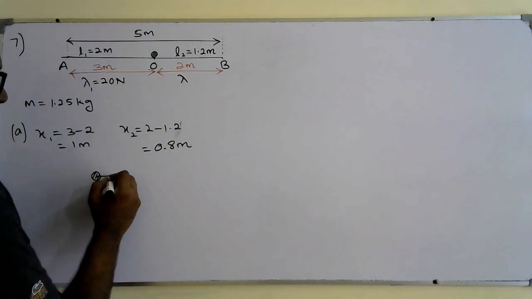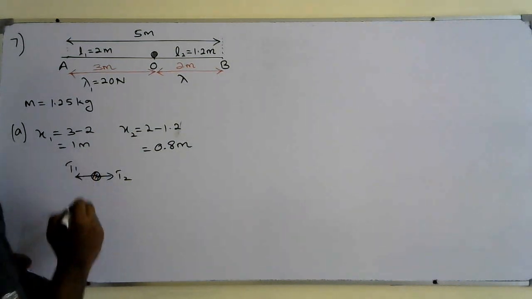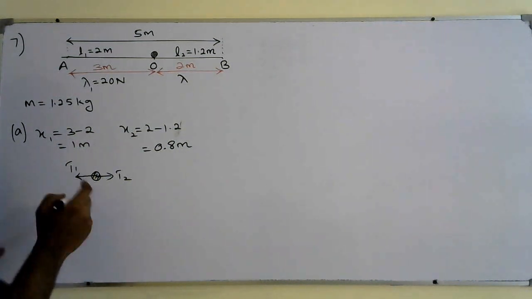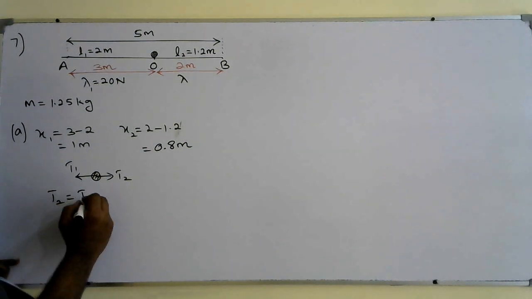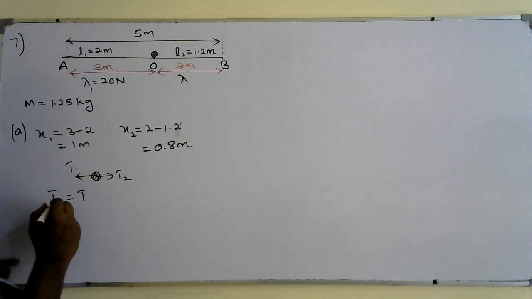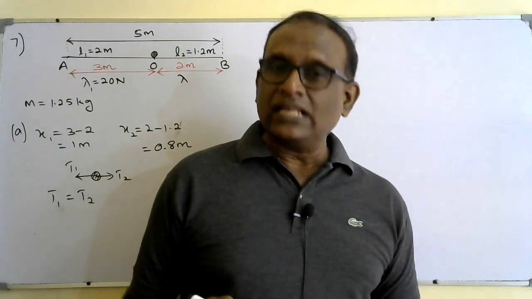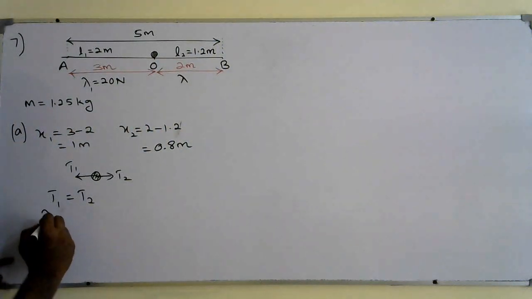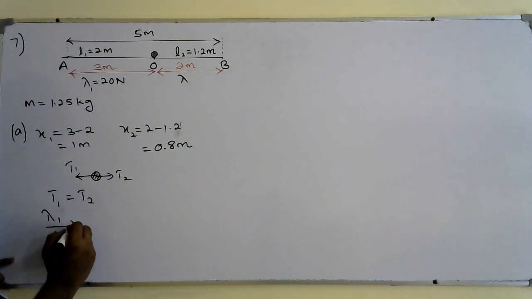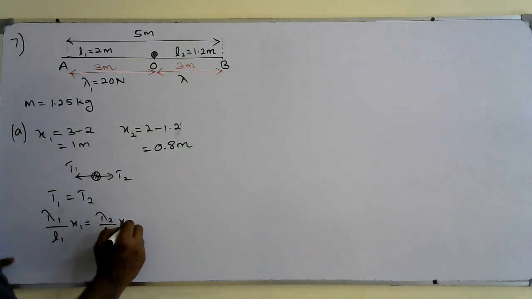The vertical normal reaction and the weight balance each other, that won't be involved in the oscillation. So on this side there's a tension T2 and there's tension T1. Okay, we know that since it's at rest, T1 must be equal to T2. There's no resultant force because it's at rest. T1 must be equal to T2. Tension T is lambda x over L, or lambda over L into x. So this is lambda 1 over L1 into x1 equal to lambda 2 over L2 into x2.